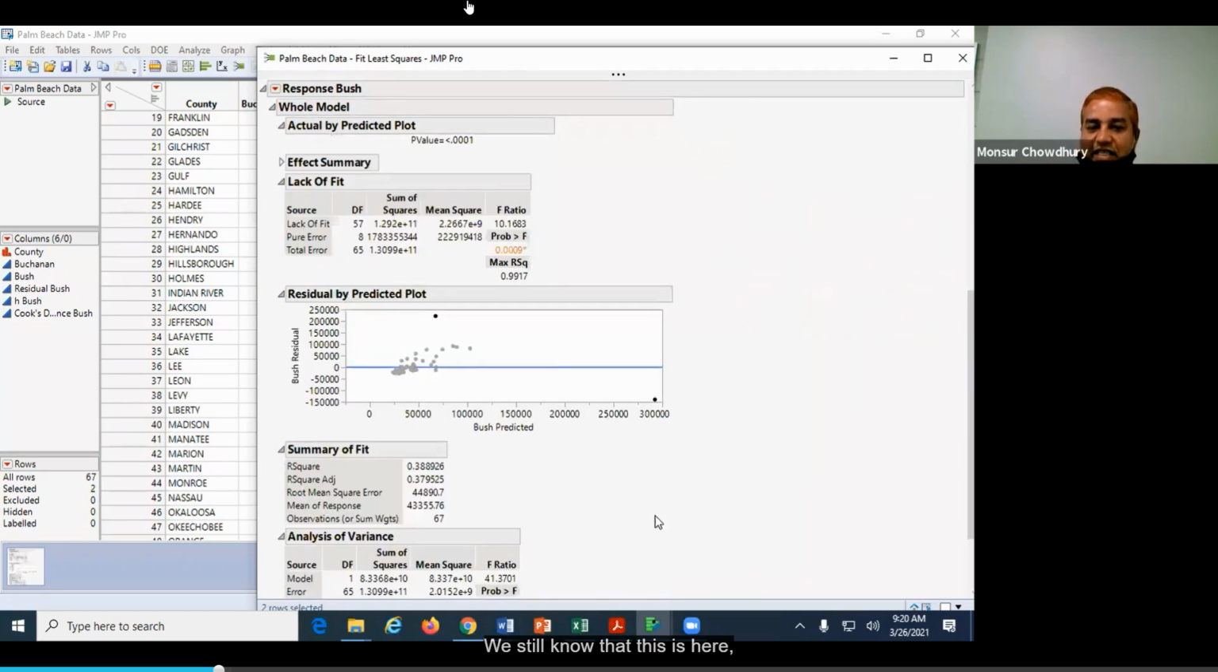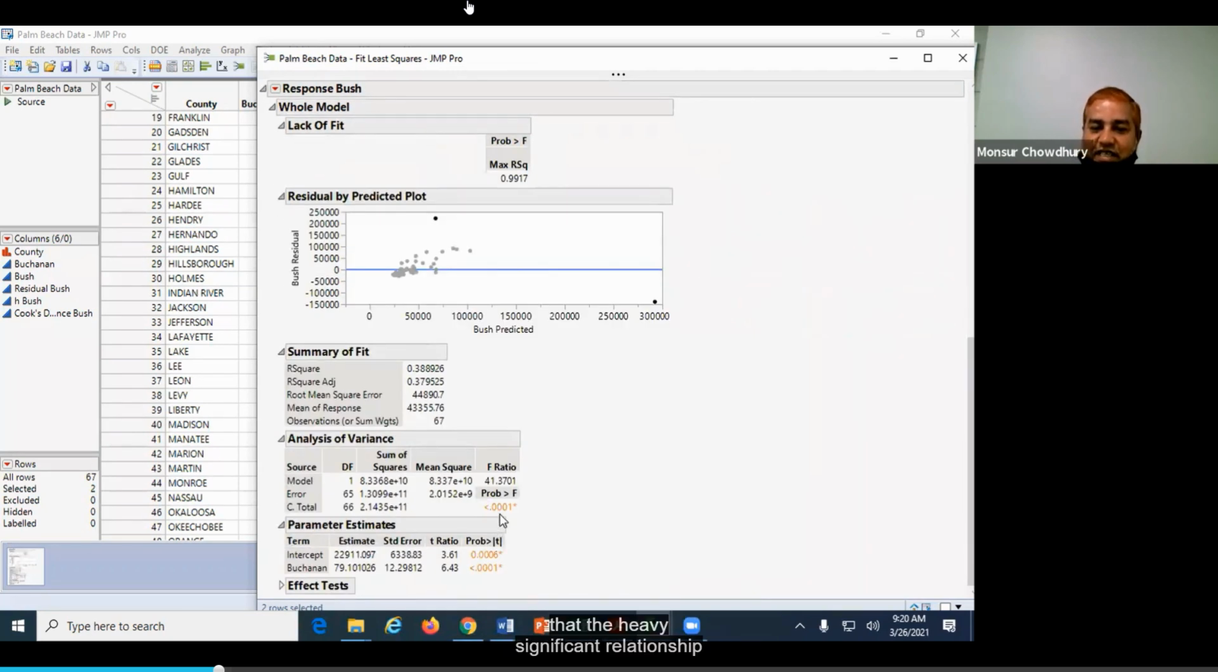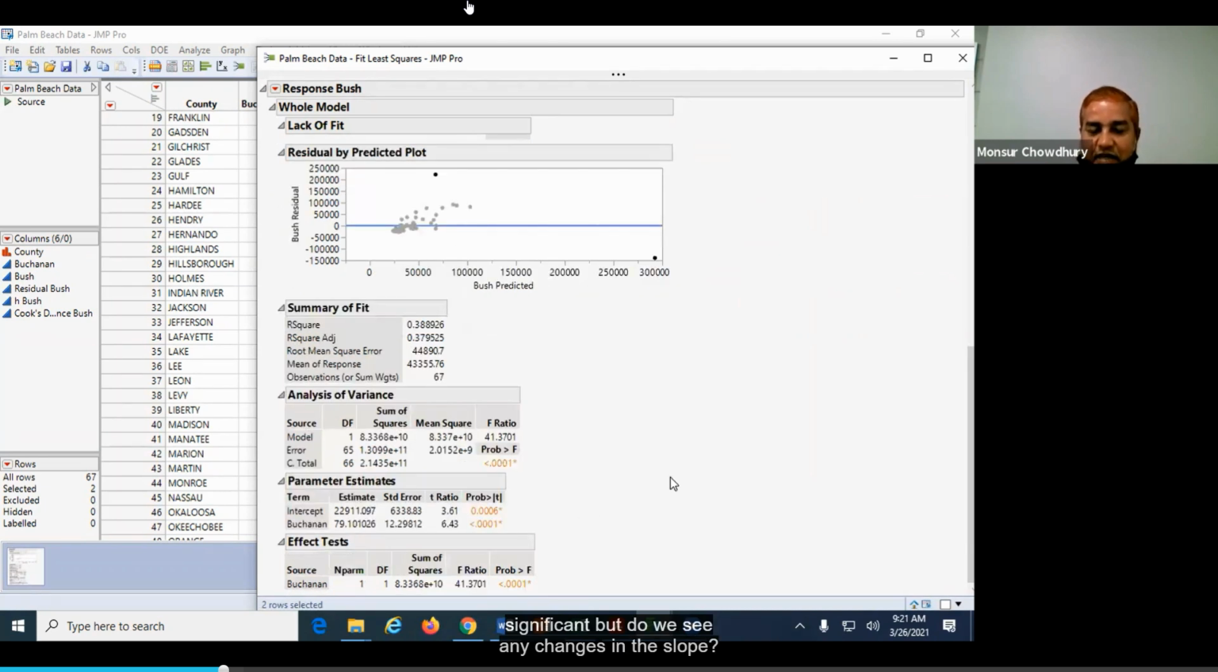We still know that they have a significant relationship, because the p-value is small, and you can see that the parameter estimates and the effect test are significant. But do we see any changes in the slope? Can we use Cook's D or studentized residuals? There are two different methods for the same outcome.